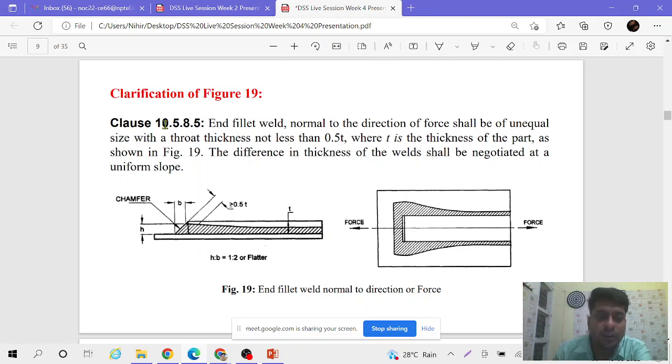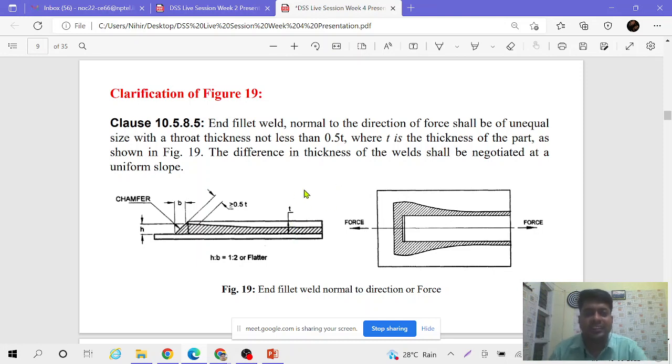So about this figure 19, we are going to see what is written in clause 10.5.8.5 in IS 800. End fillet weld normal to the direction of force shall be of unequal size with a throat thickness not less than 0.5 t, where t is the thickness of the part as shown in figure 19. Okay, are you able to see this picture clearly, or should I zoom it? Yes, sir. We can see it clearly.